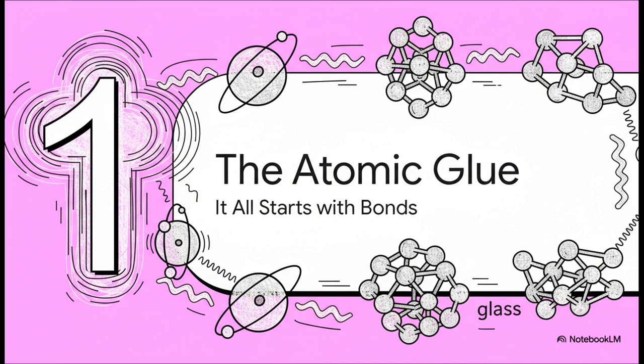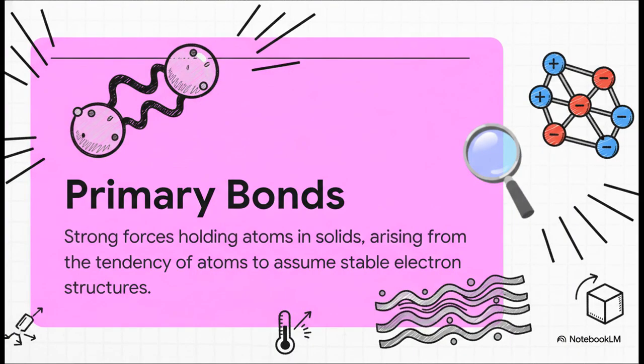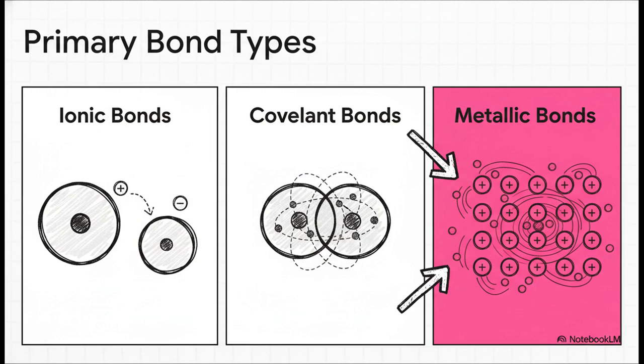steel plate or the glass on your phone, everything is held together by forces between atoms. And these forces, they're the first and most fundamental level of its structure. You can think of these primary bonds as the fundamental glue of materials. The specific type of bond is what determines a material's most basic characteristics, things like its melting point and just how stiff it is.